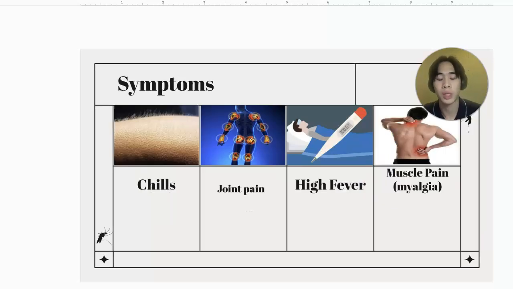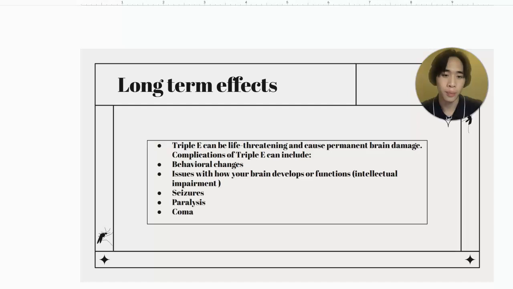Now, what are the symptoms of triple E? Triple E symptoms that are commonly seen are you get chills, you get some joint pain, and then you get a fever or muscle pain. And these are the hallmarks of triple E. And especially if you have neck pain, stiffness or rigidity in your neck, then you're going to have a good chance, with, of course, a mosquito bite. A good chance you have triple E.